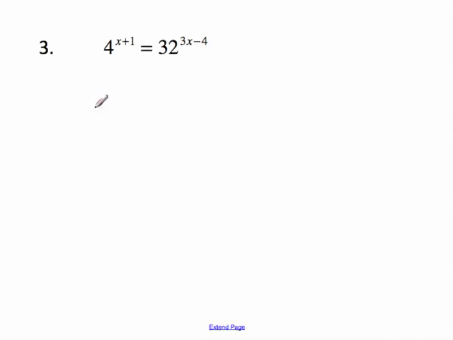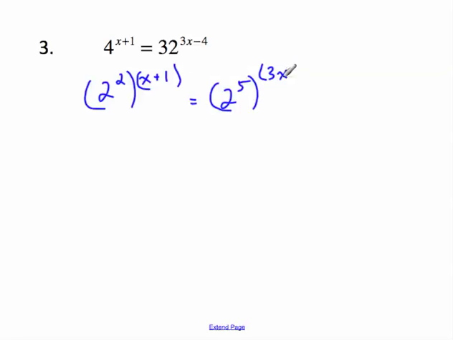Let's do one more example. In this case, it looks a little trickier because 32 is not a power of 4, but we can write both sides as powers of 2. In this way. Now remember that when you raise a power to a power, you multiply out. So 2 to the power of 2x plus 2, don't forget to distribute, is equal to 2 to the power of 15x minus 20. Now we can drop the bases.